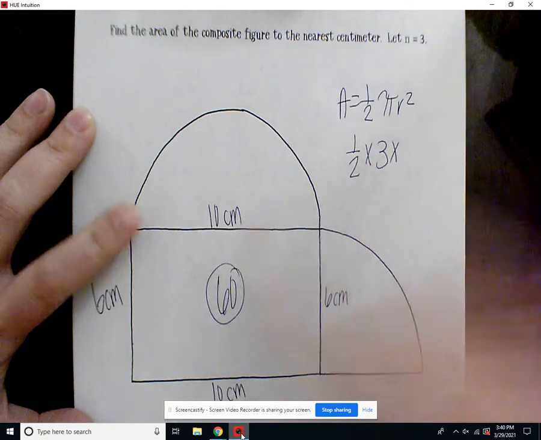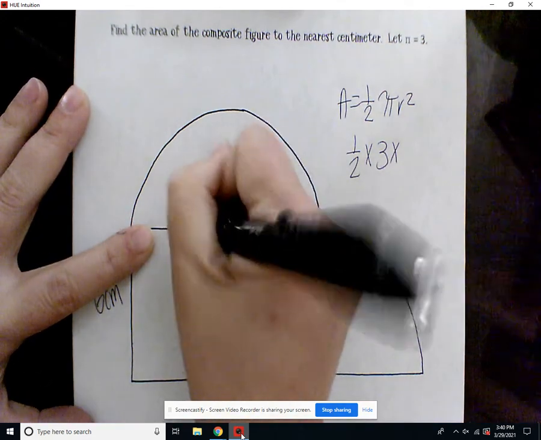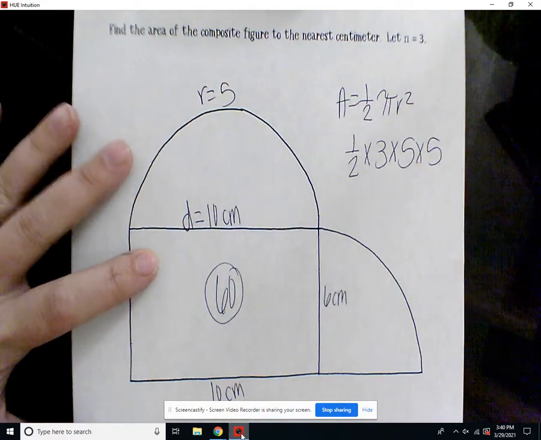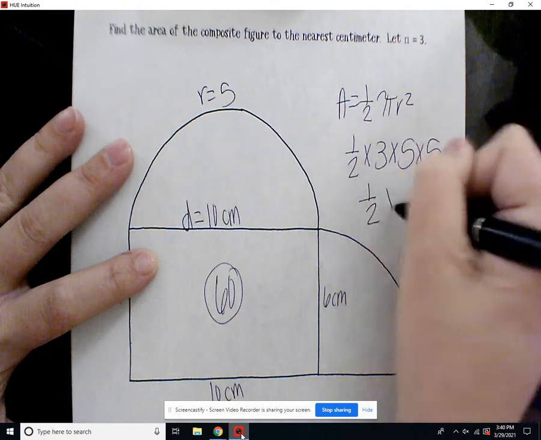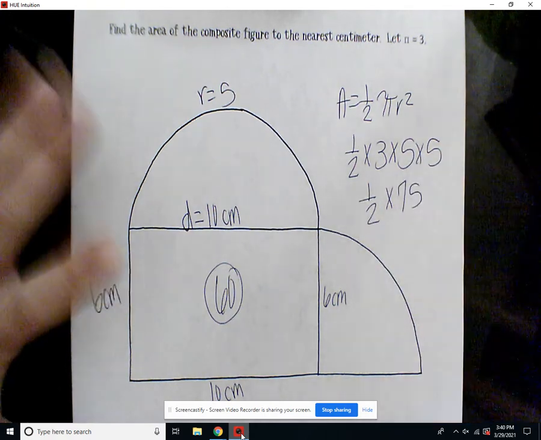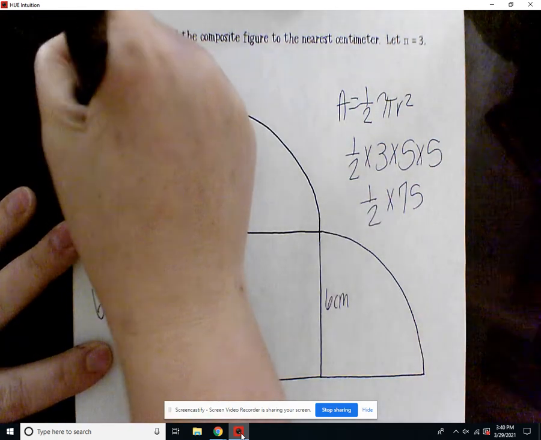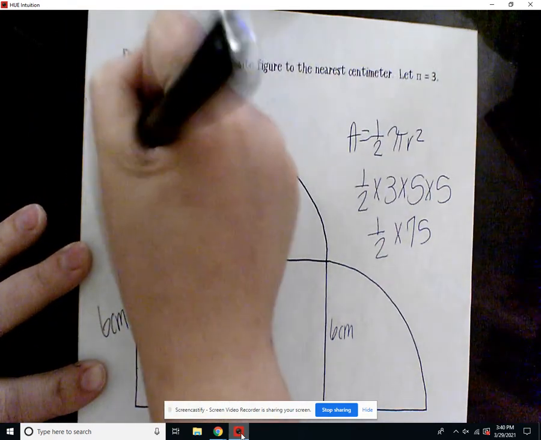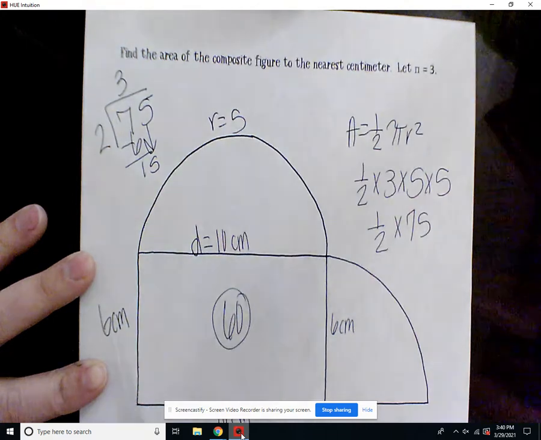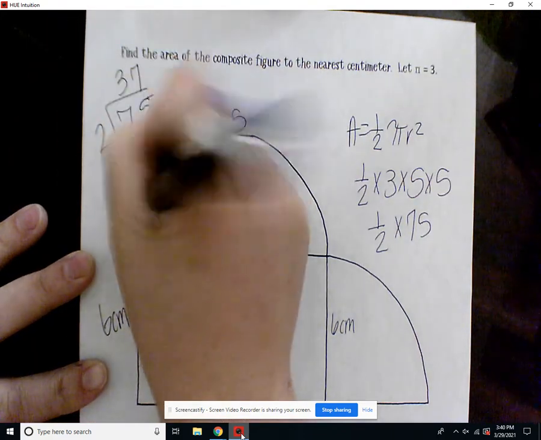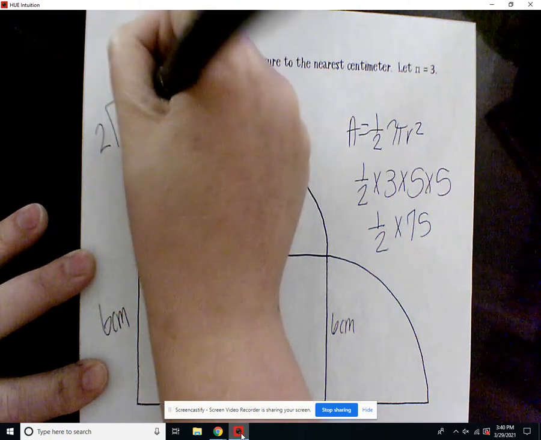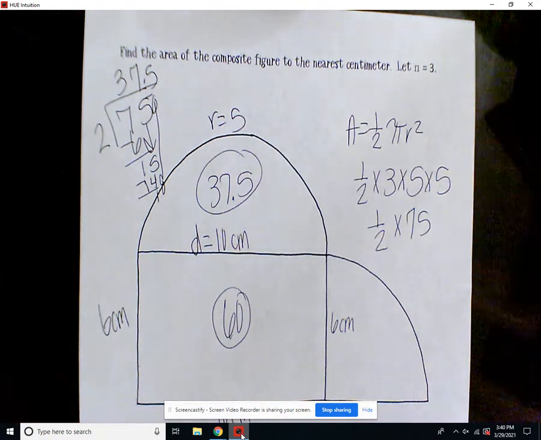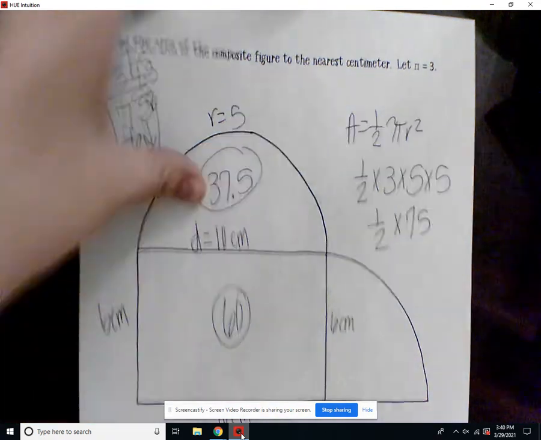Pi is 3. 10 is my diameter, so we're going to make it into a radius, which is 5. We're going to write that down 2 times. So 5 times 5 is 25, times 3 is 75. So we're going to have to half 75 by dividing it by 2. 2 will go into 7 3 times. 2 will go into 15 7 times. And then we'll add a decimal and a 0, and it'll go in there 5 times. So we get 37.5.